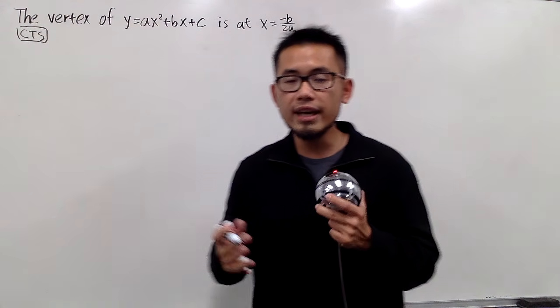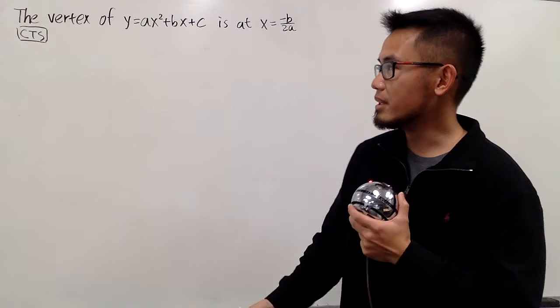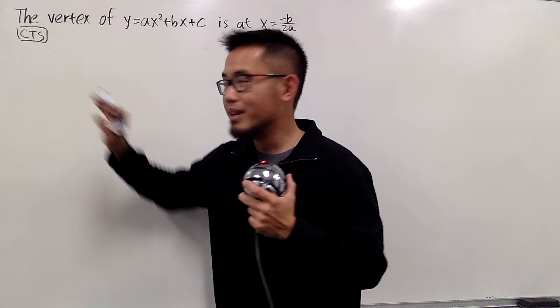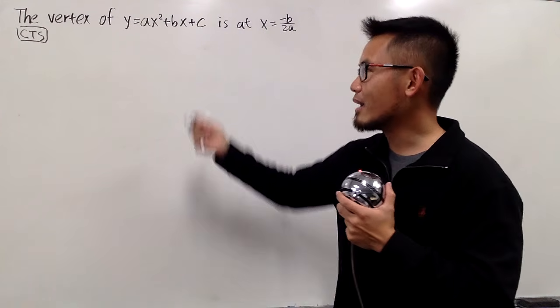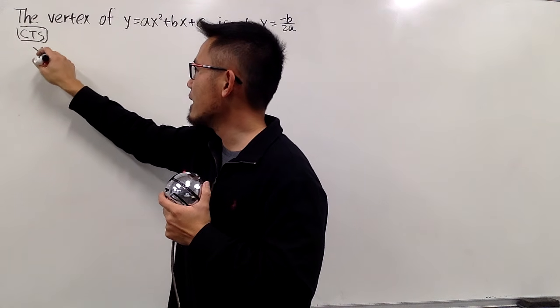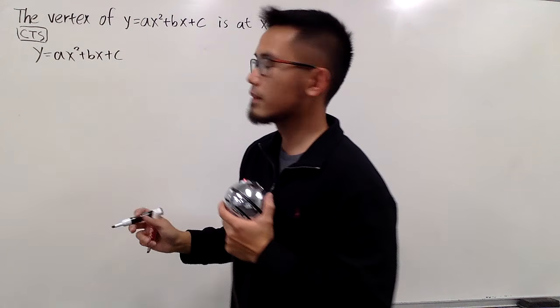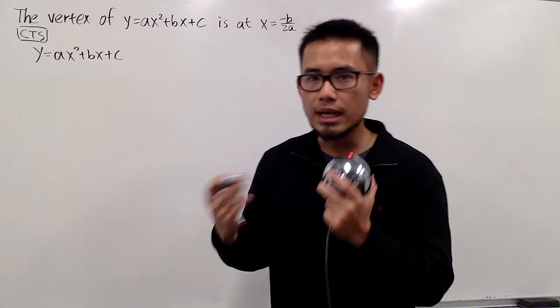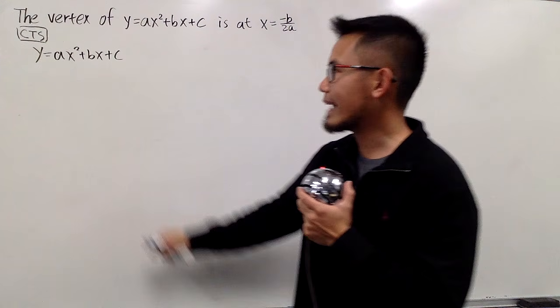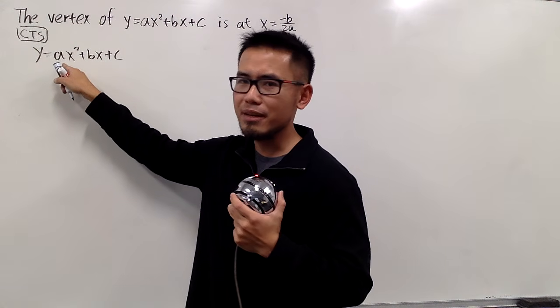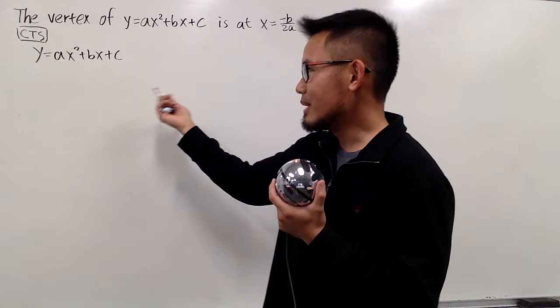Notice we cannot use the quadratic formula yet, because the quadratic formula is actually based on CTS. Now let me write this down again. We have y equals ax squared plus bx plus c. Whenever we want to complete the square, we want to make sure that we have a 1 in front of the x squared. But in this case, we have a, so what can we do? It's not a big deal.